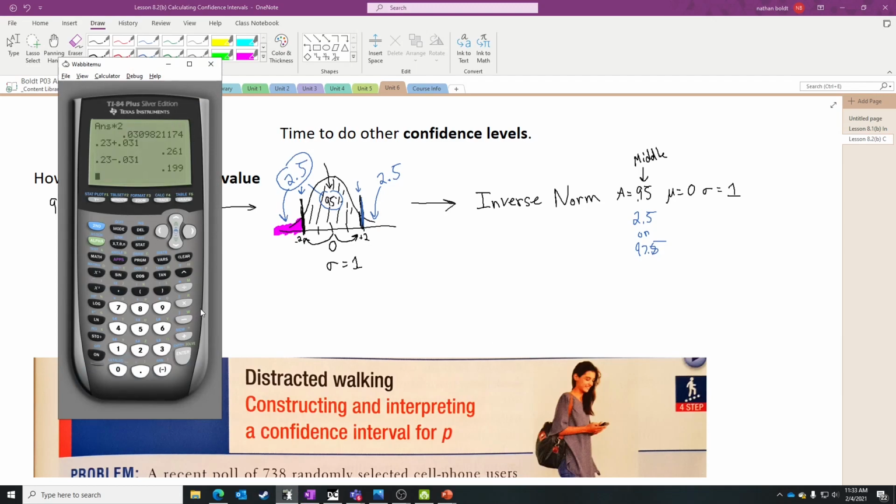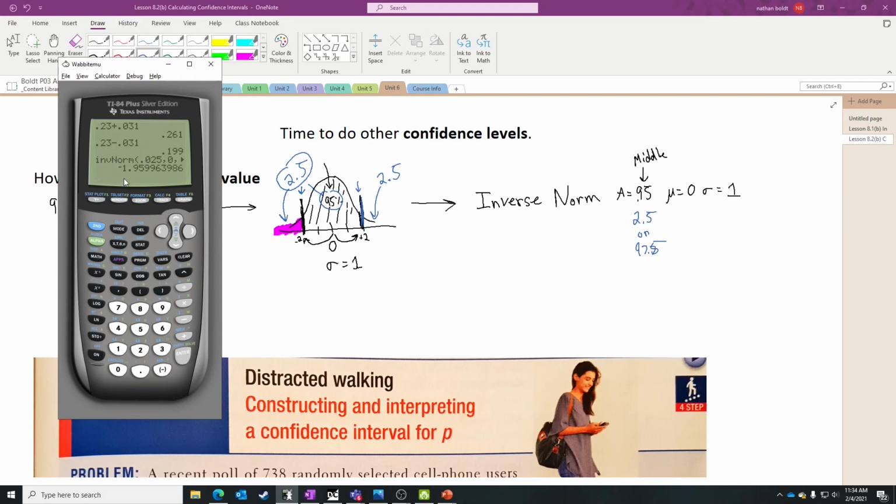All right, so we go second distribution. We want number 3, inverse norm. So the area to the left. The 84 always does area to the left. So 0.025. I want the boundary to have 2.5% to the left. The mean is 0. The standard deviation is 1. All right, type that in, hit enter, hit enter.